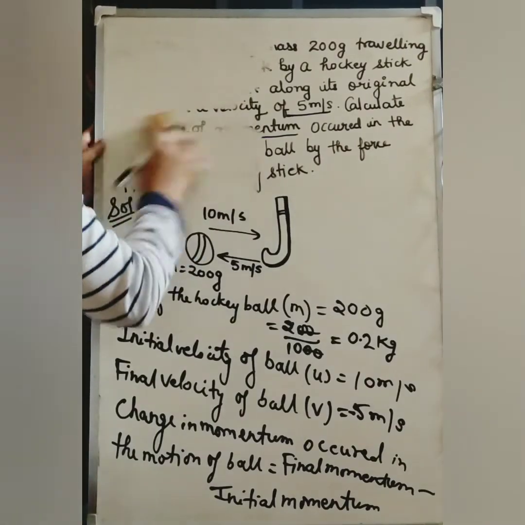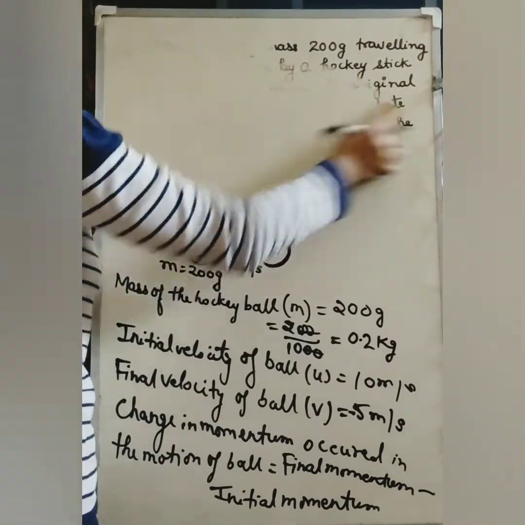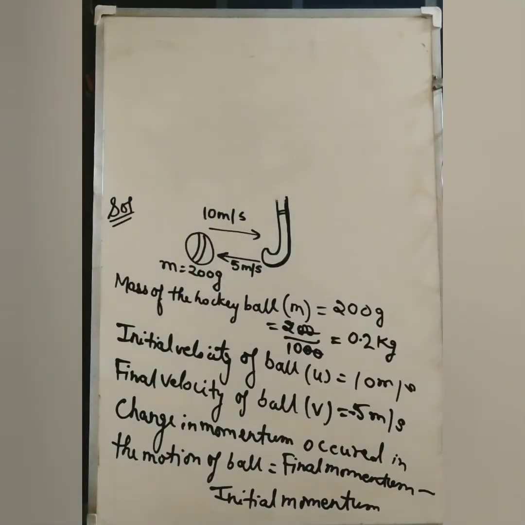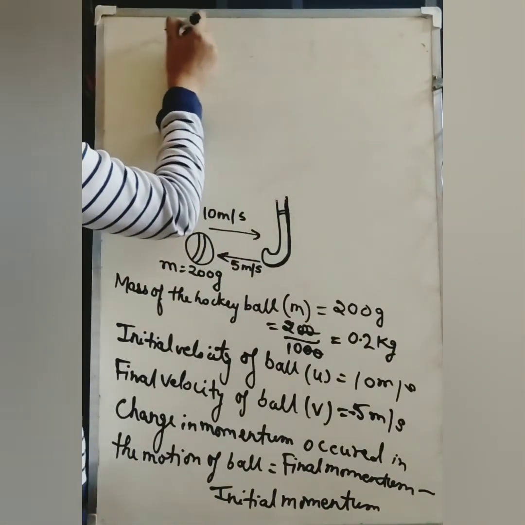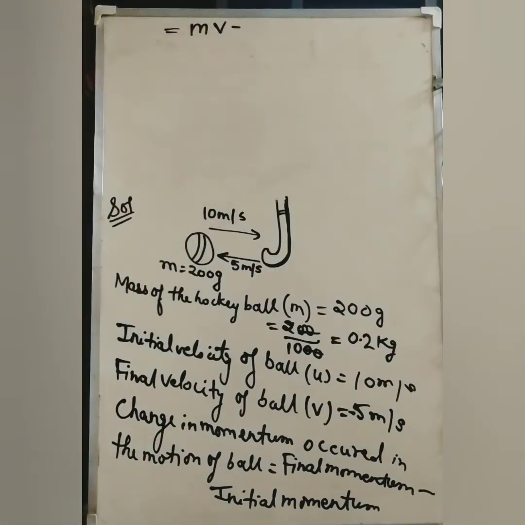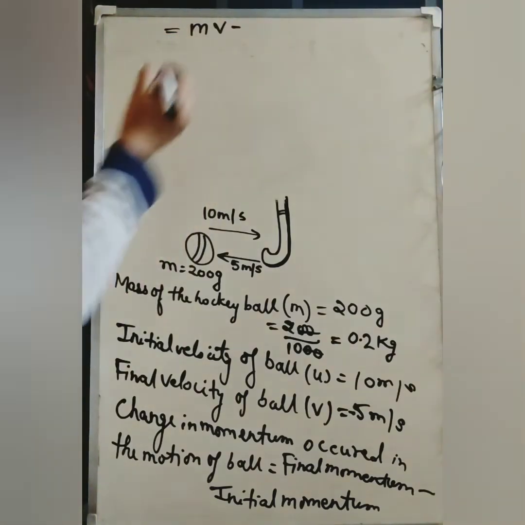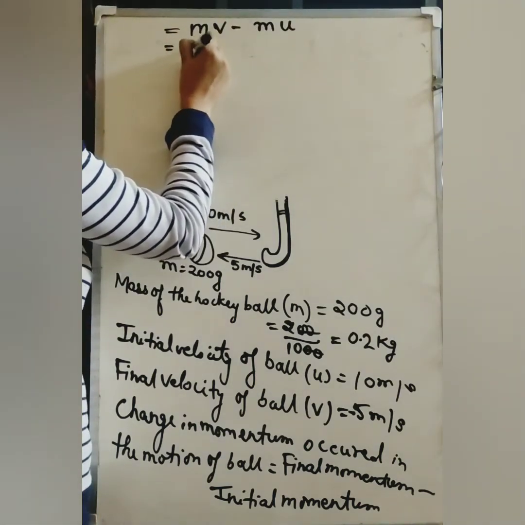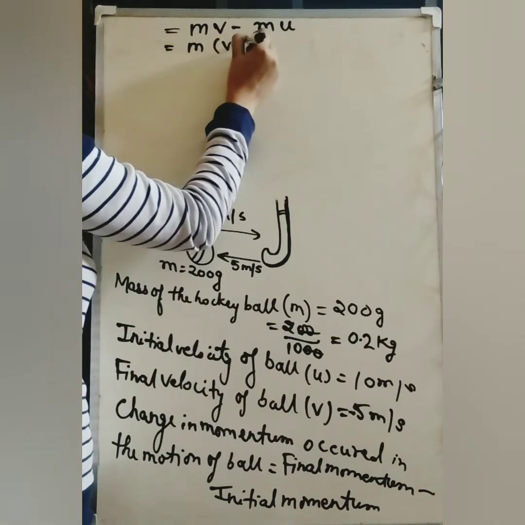So we just need to put the values of final momentum and initial momentum. So what is the formula of final momentum? Final momentum is mass into final velocity. And what is the formula for initial momentum? It is mass into initial velocity. Now m can be taken common, it will be m(v minus u).